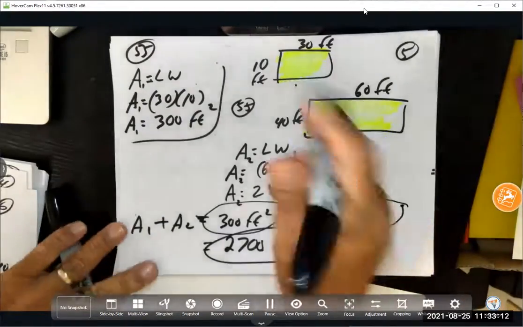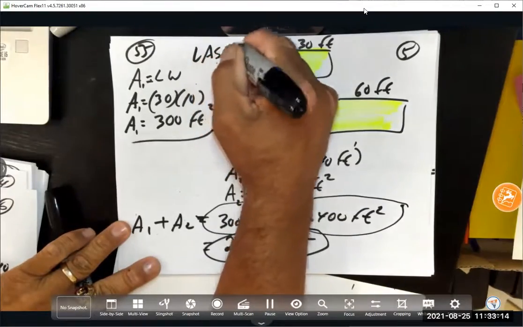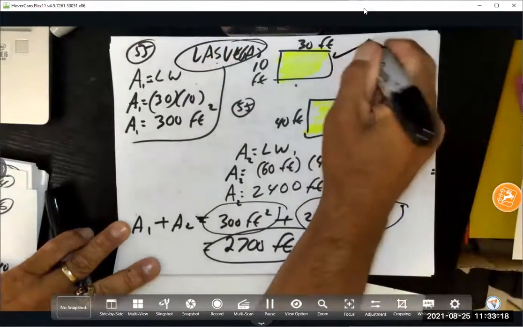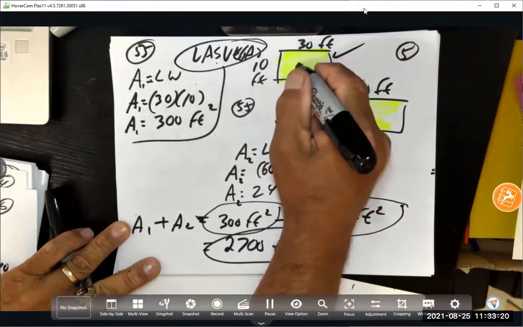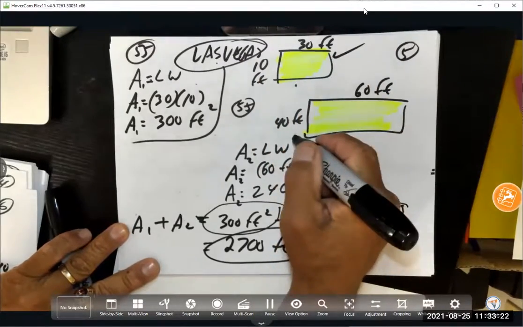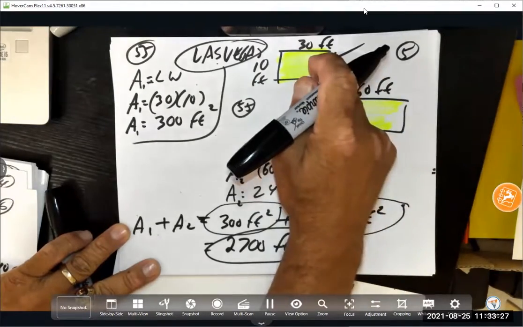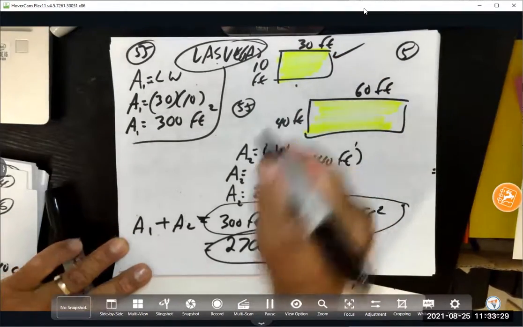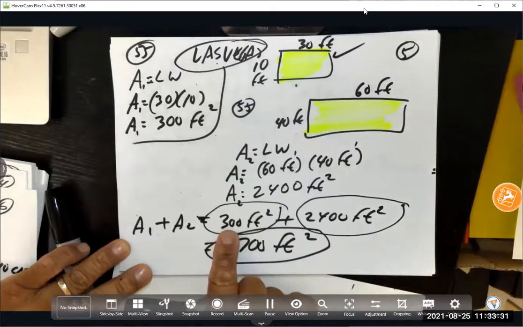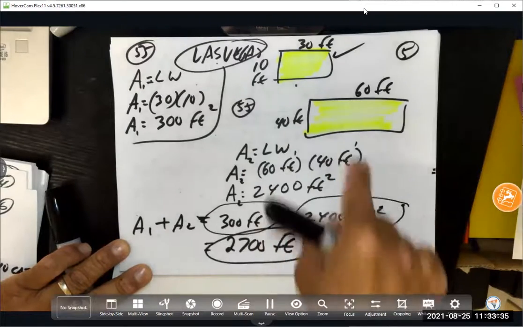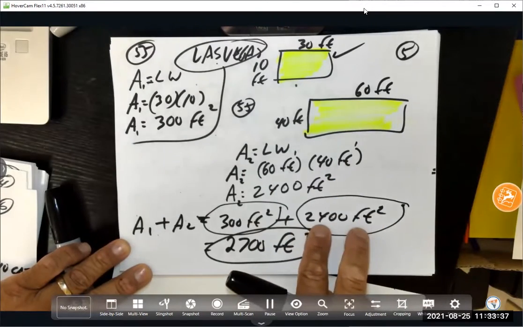But once I find, let's say you go to Las Vegas with your friends, right? Your friends get the little room, the small 10 by 30 foot room. You get the luxurious 40 foot by 60 foot room. Okay. Their room has how many? 300 square feet. That's it. That's their room. They're going to stay in the hotel. Your room has 2,400 square feet.